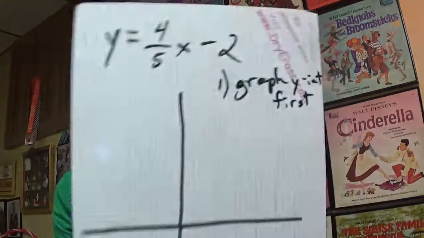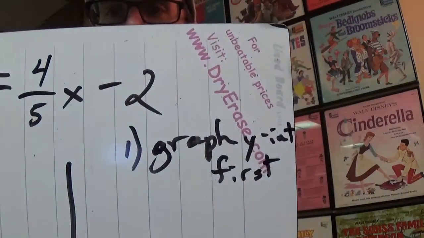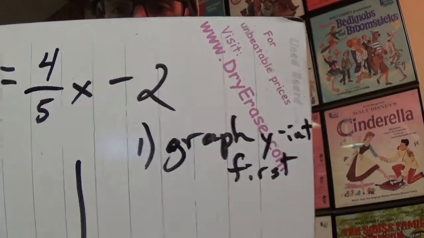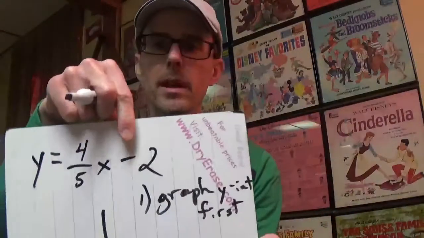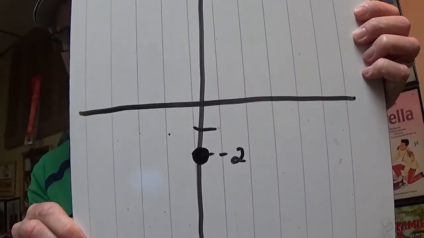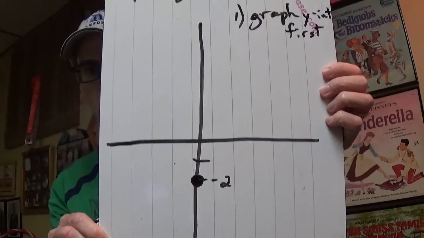Step 1, graph the y-intercept first. That is some terrible handwriting that I have there. I apologize. Graph the y-intercept first. So we know that the y-intercept is -2. I go down here on my coordinate plane, and I plot -2. In many ways, that's considered the starting point.